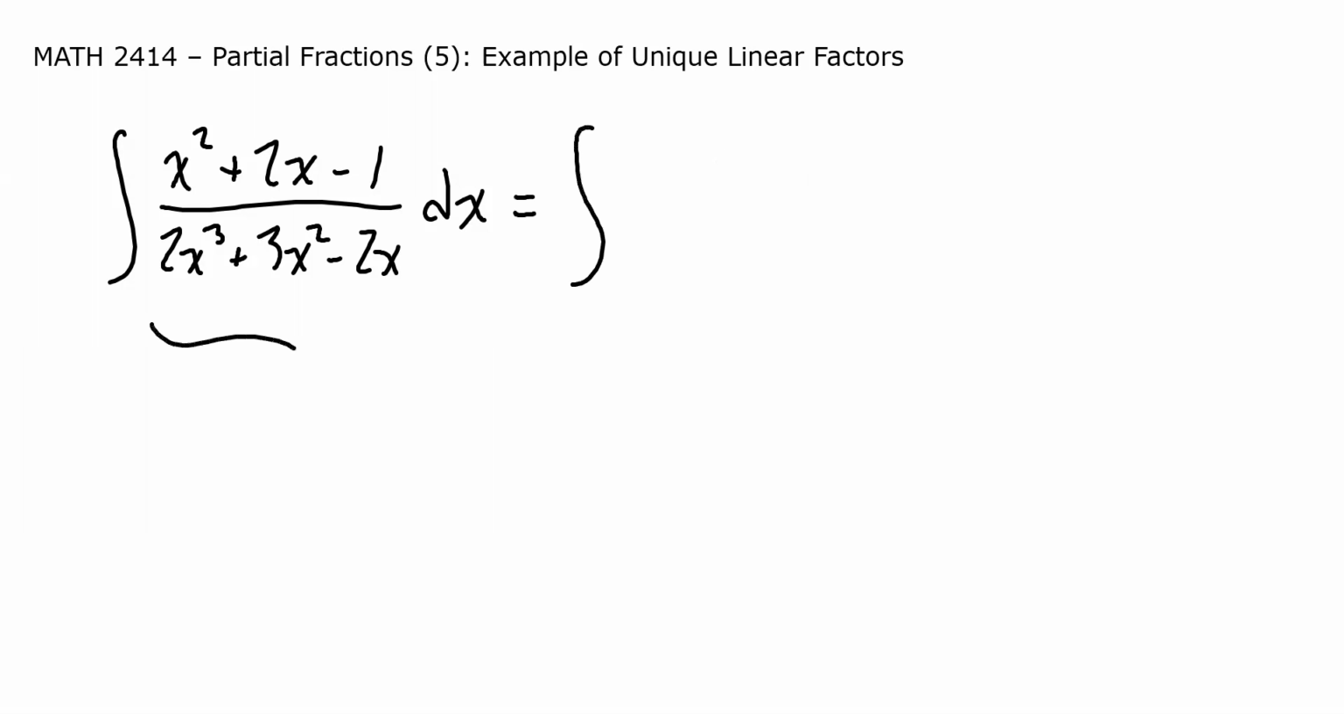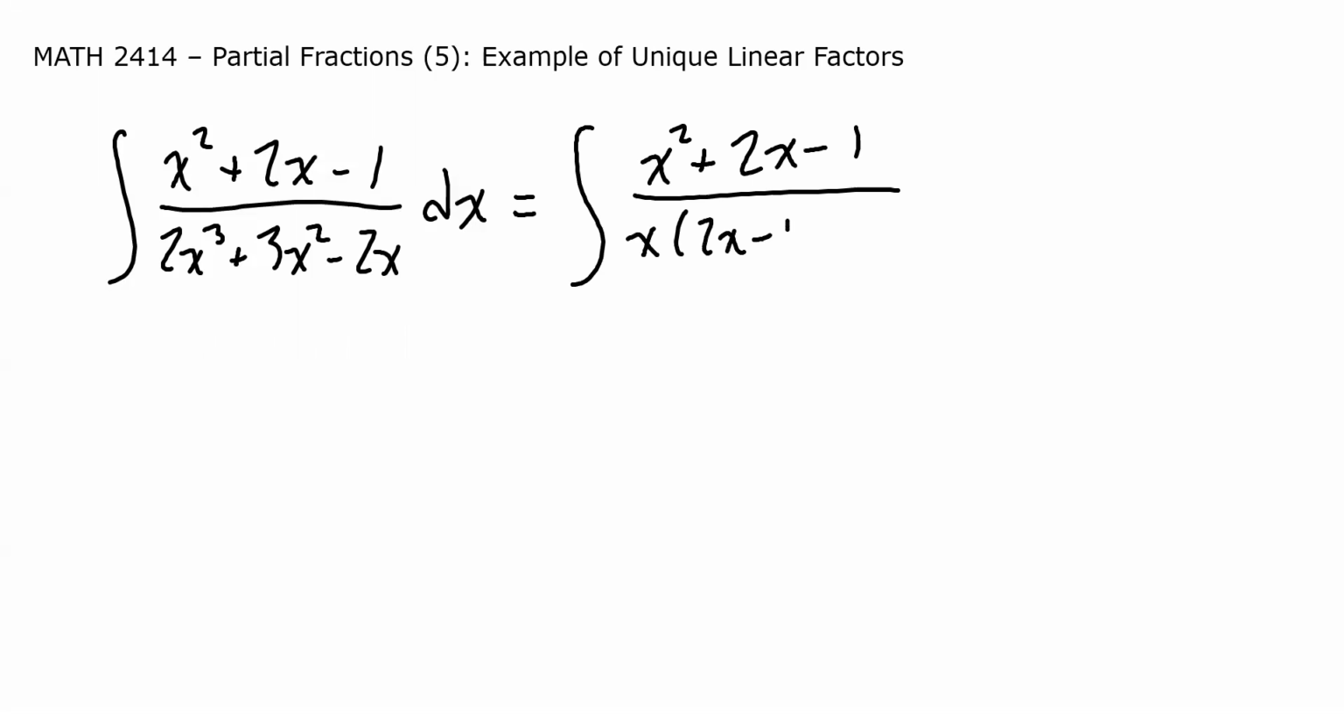First, notice that this fraction does meet the degree requirement. The degree of the numerator is greater than the degree of the denominator. To integrate using partial fractions, your first move, once the degree requirement is met, is to factor the denominator as completely as possible. Not going to revisit how it got factored, but it factored into x times 2x minus 1 times x plus 2 dx.